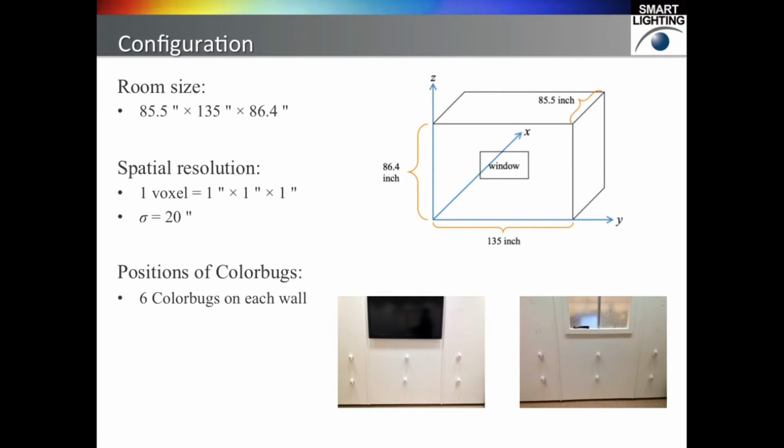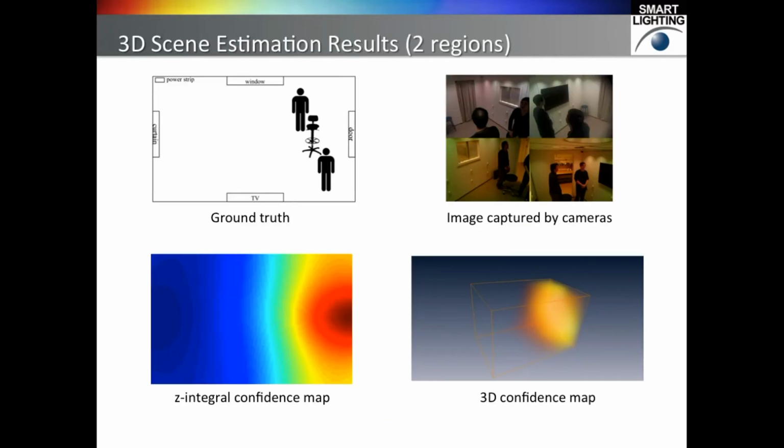So this is the configuration of our experiments. The sensors are installed on the walls. This is the result when two people stand on the right-hand side of the room. We show the images captured by cameras, so you know what is the real occupancy scenario. But we clarify that the estimation did not use these images. All we use is color sensors.